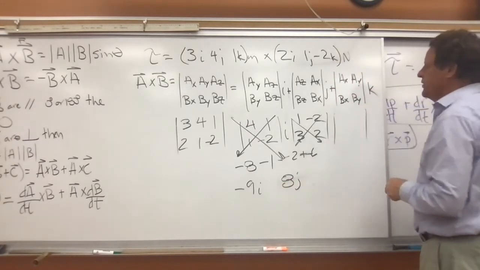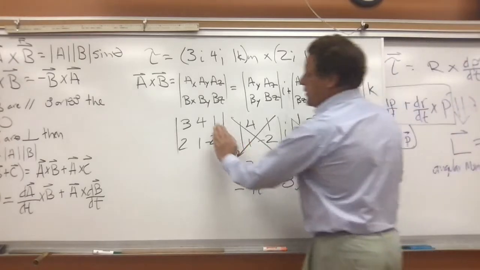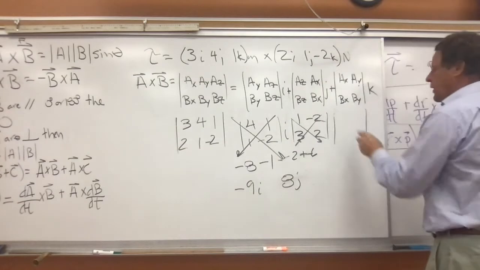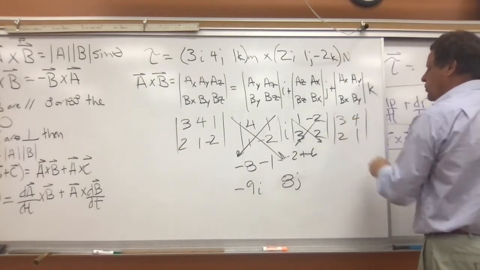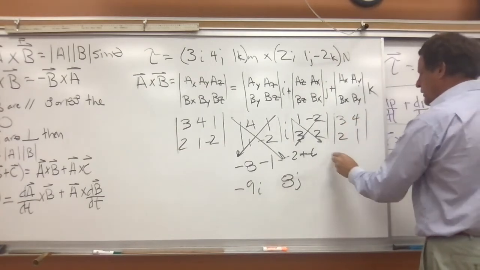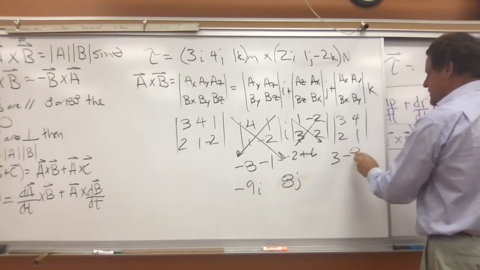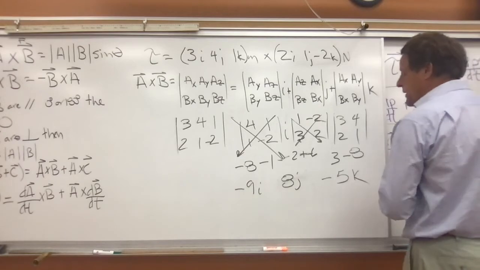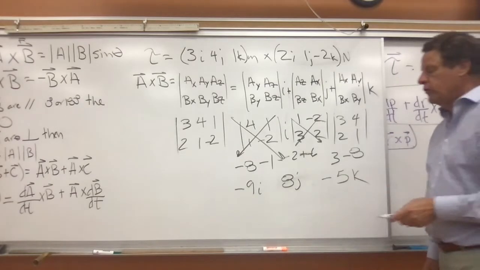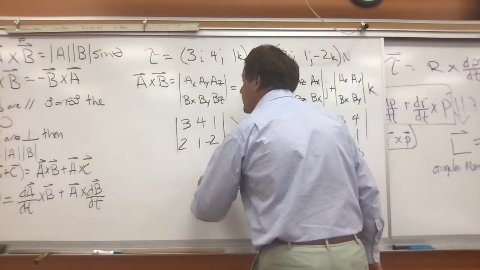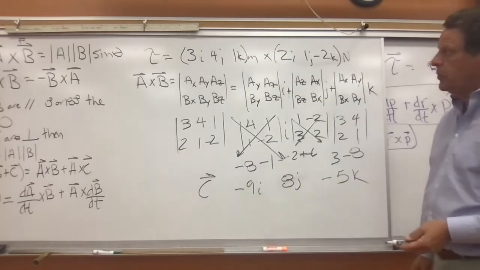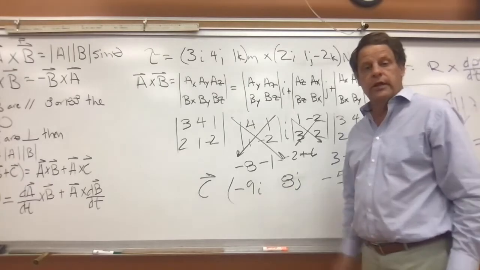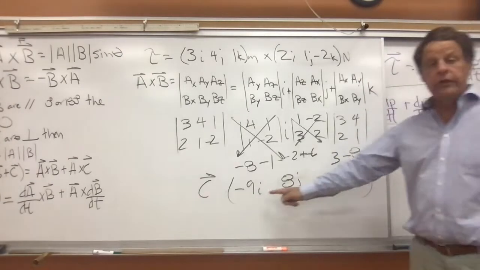We're going to do this last column, where we cover up the z column, and we're going to have 3, 4 cross 2, 1. So this is going to be 3 minus 8, which is negative 5, and that's going to be the k direction. Okay, so vector C in this case, when we do A cross B, would equal these components to the vector.